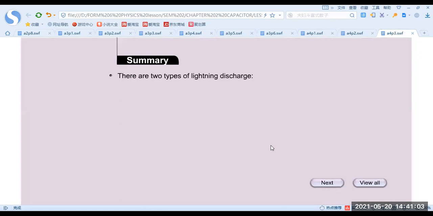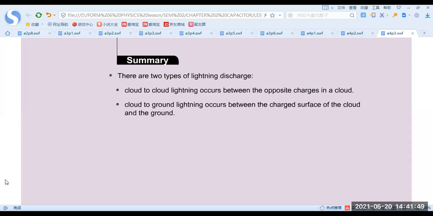There are two types of lightning discharge. Cloud to cloud lightning occurs between opposite charges in the clouds. In the cloud there are also positive and negative charges. So sometimes we notice on the sky that the lightning moves horizontally, from one cloud to another cloud, because both clouds have opposite charge. Another one is cloud to ground lightning. Just like the building and the cloud with opposite charge, at the end they produce lightning from the cloud to the ground.